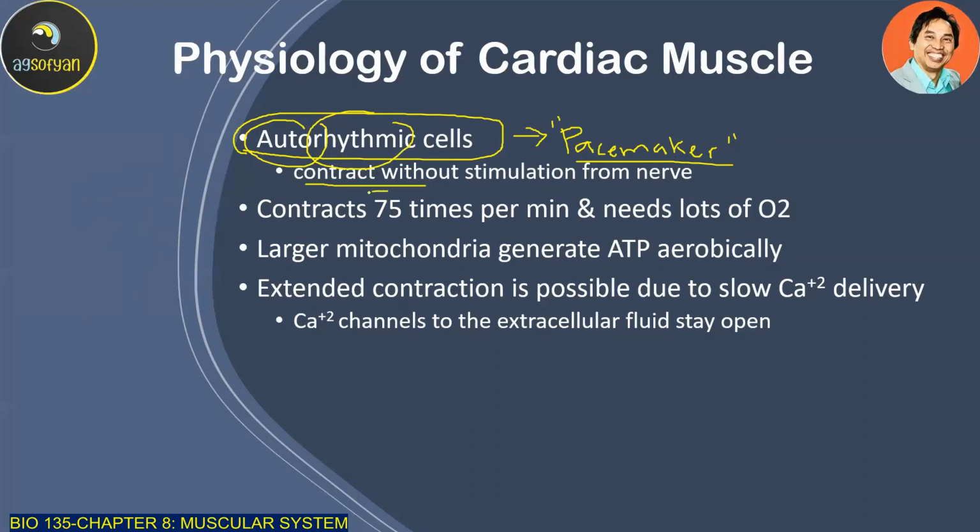And the contraction is usually normally 75 times per minute, and it never stops contraction. Therefore, it needs a lot of oxygen, and therefore it will have more mitochondria in order to produce this ATP. And then extended contraction is possible due to the slow calcium delivery. So the calcium channel in the extracellular fluid will keep open. Therefore, calcium will keep entering into the sarcoplasm of this cardiac muscle.